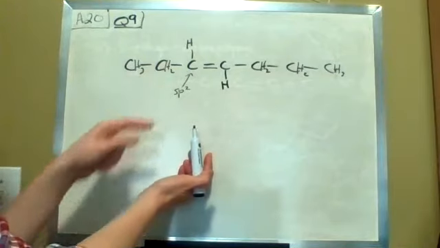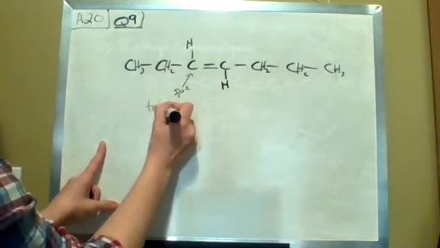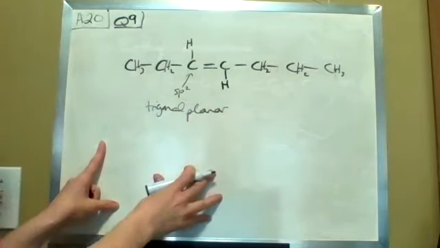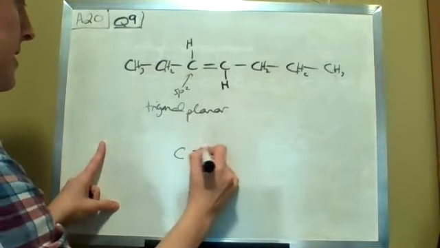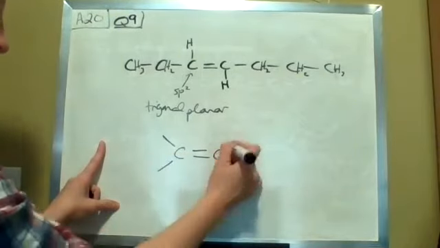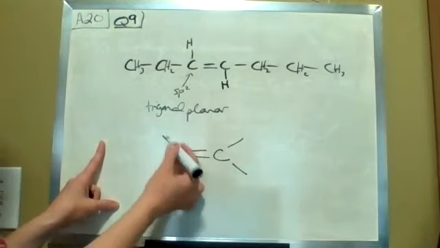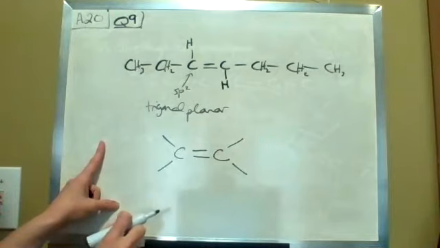And the geometry about that, using your VSEPR, is going to be trigonal planar. Okay. So if we were to redraw this now as C, knowing it's trigonal planar, remember this is totally flat, right? 120 degrees between each bond, planar as it's drawn right there.